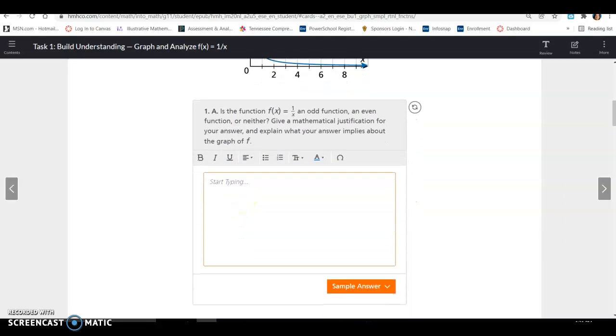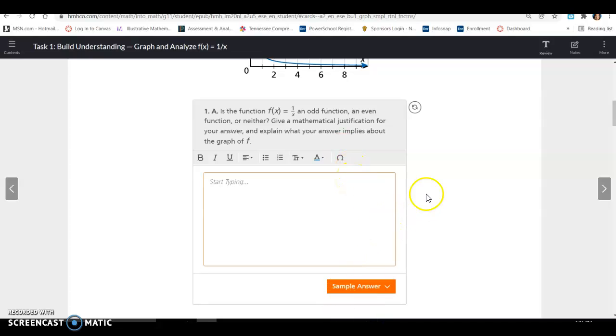it's not been restricted. All right, so it says, is the function f of x equals 1 over x an odd, an even, or neither? Give a mathematical justification for your answer and explain what your answer implies.